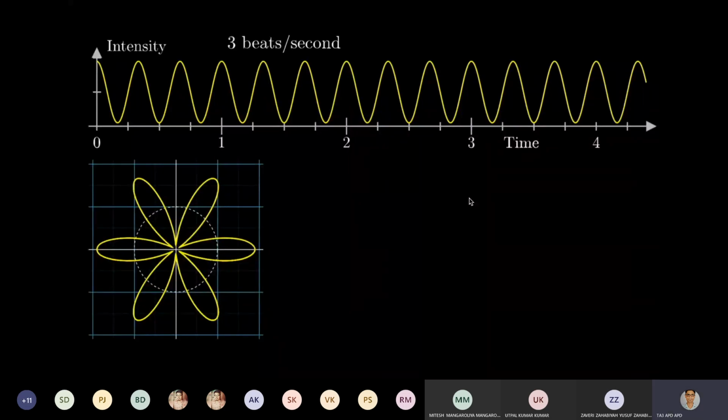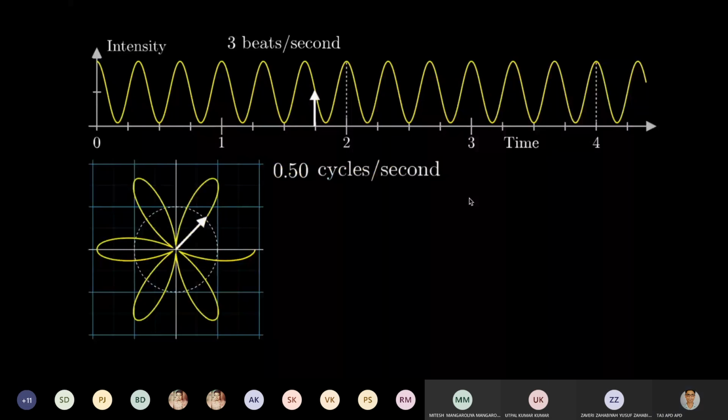Right now, I'm drawing it in such a way that moving forward 2 seconds at a time corresponds to a single rotation around the circle. Our little vector draws out that graph.